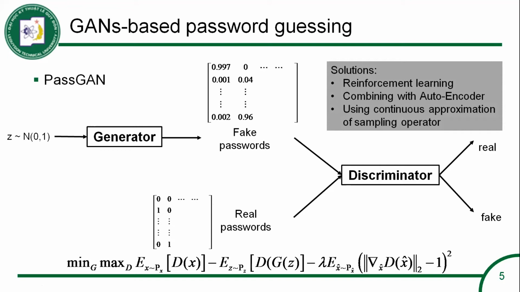People try to use three solutions. The first one is reinforcement learning. The second one is using an autoencoder for the representation of the real passwords. And the third one is using a continuous approximation of the sampling operator. And in our work, we propose two methods, combining an autoencoder and using a continuous approximation of the sampling operator for representations of real passwords.